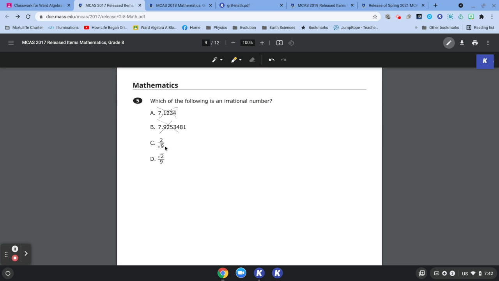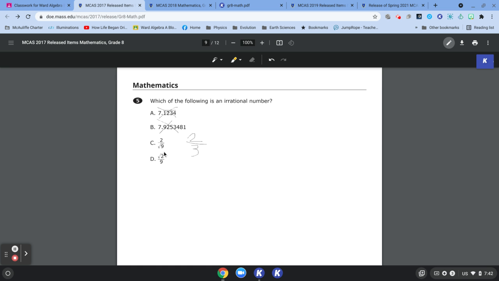2 over the square root of 9 looks weird, but we can get the square root of 9. So that's 2 over the square root of 9, which is 2/3, which is a ratio of 2 whole numbers, of 2 integers. That is a rational number. It would come to a decimal as 0.6 repeating. So it has a repeating pattern, goes on forever, but the repeating pattern also means it's rational.